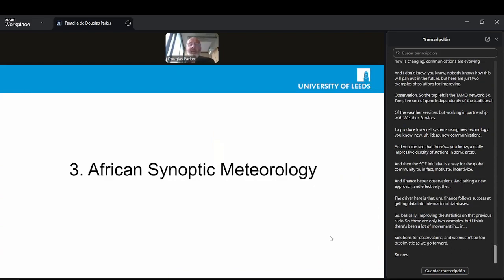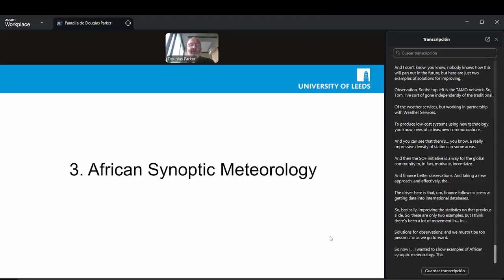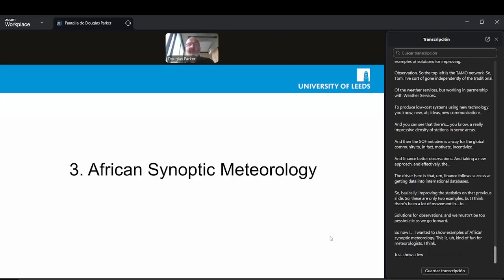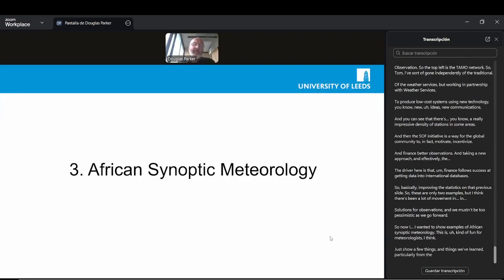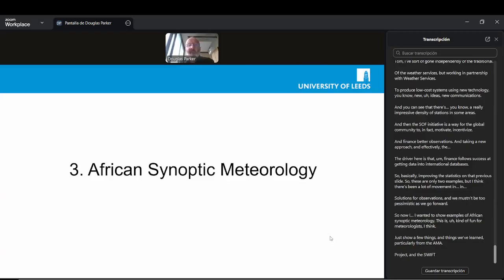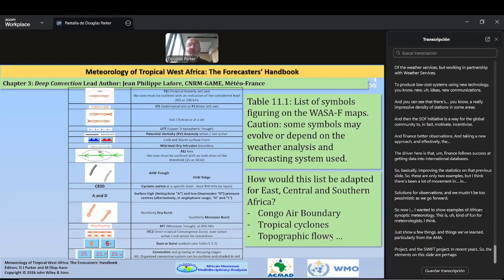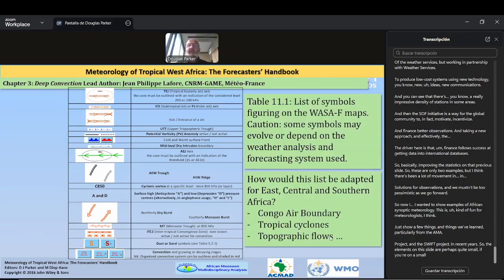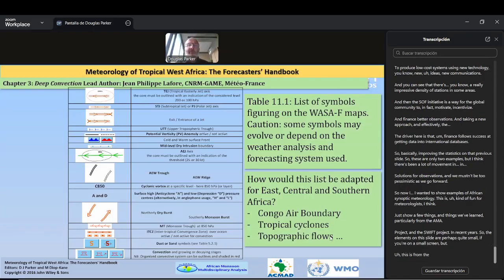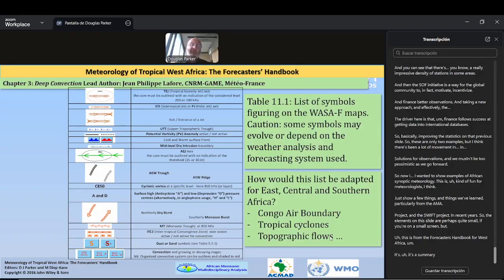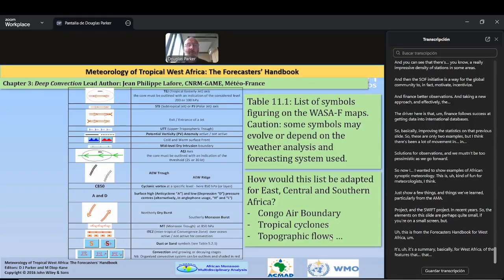So now I wanted to show examples of African synoptic meteorology. This is kind of fun for meteorologists, I think. Just show a few things, and things we've learned particularly from the AMMA project and the SWIFT project in recent years. So the elements on this slide are perhaps quite small if you're on a small screen, but this is from the Forecaster's Handbook for West Africa. It's a summary basically for West Africa of the features that we are recommending to be plotted on synoptic maps.